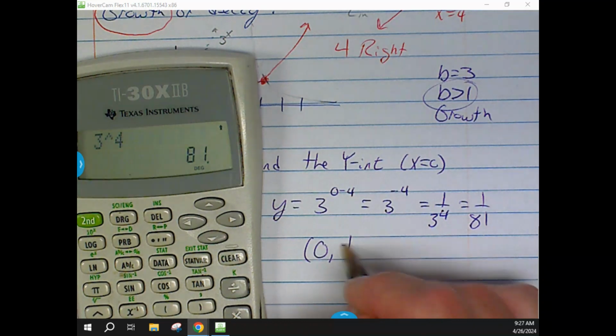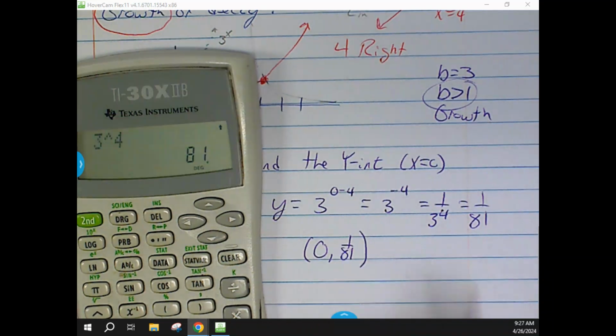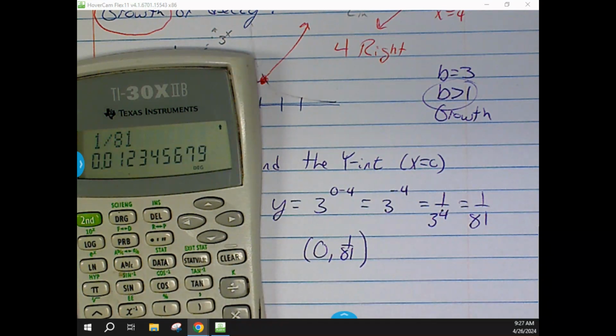In that case, they probably will not ask you to write that as a decimal number. I mean, you could write that as 1 divided by 81 and get that number. But they're probably going to ask you to write that number as a fraction. They may let you write it as a decimal number if they ask for it at all in those parts.